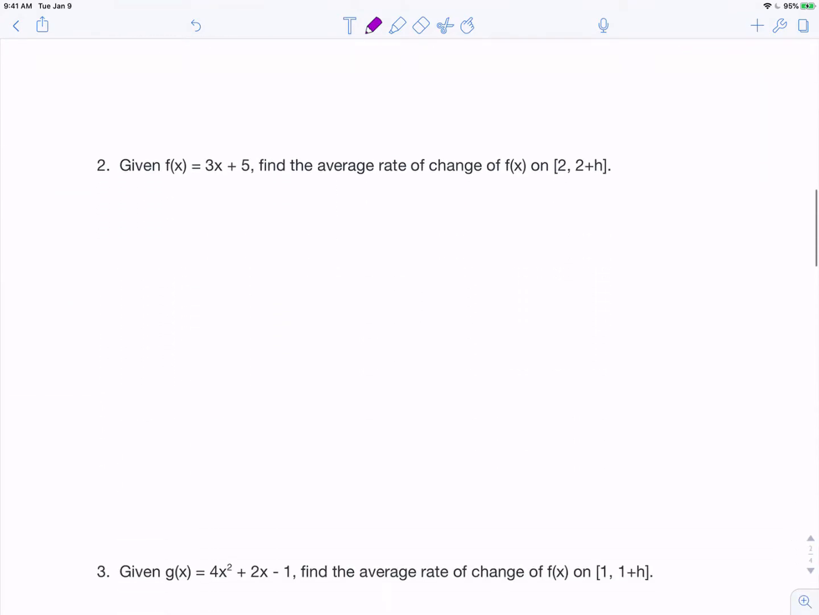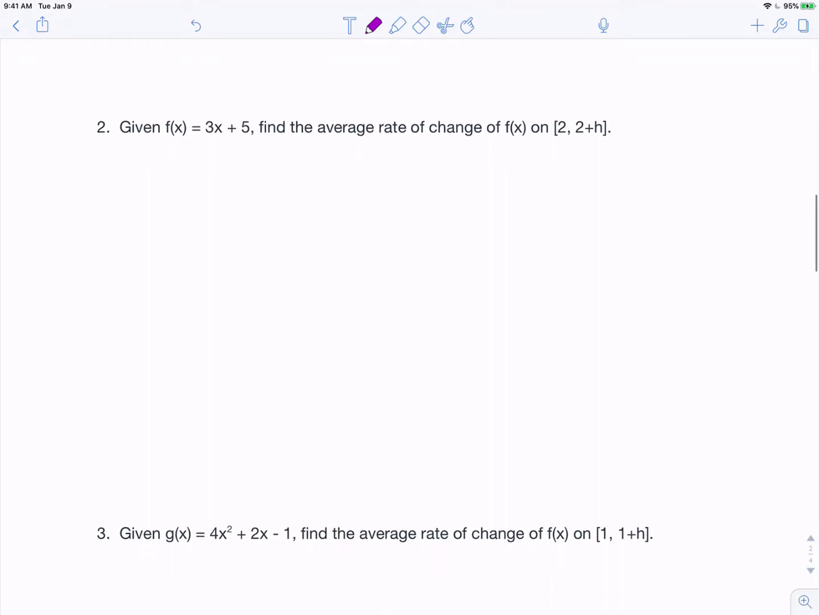All right, another average rate of change problem. Find the average rate of change of f(x) on the interval from 2 to 2 plus h if f(x) is equal to 3x plus 5. All right, so the first thing we have to do is find the y coordinate when x is equal to 2. So when x is equal to 2, we're going to find the y coordinate by plugging 2 into the function. So we'd have 3 times 2 plus 5, or in other words, 11. So one point is (2, 11).